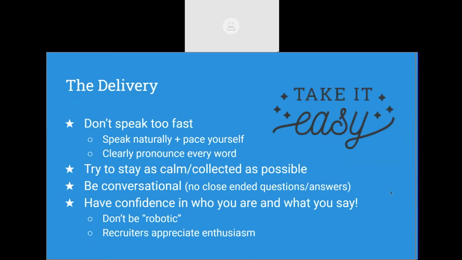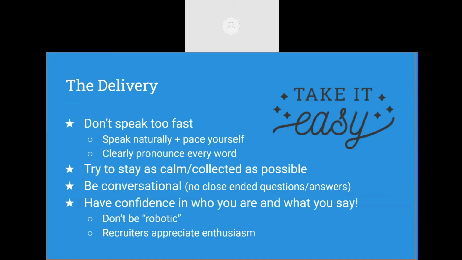So next is the delivery. This is probably the hardest part about any 60-second sell. Everyone knows that a 60-second sell is going to be quick. It's only 60 seconds, and usually the time feels much faster when you're talking, because you're so caught up on how you're saying things and what exactly you're saying, and trying to clearly pronounce everything. It ends up being really rushed, and it makes you feel a bit more nervous than need be. But the biggest thing is just don't speak too fast.